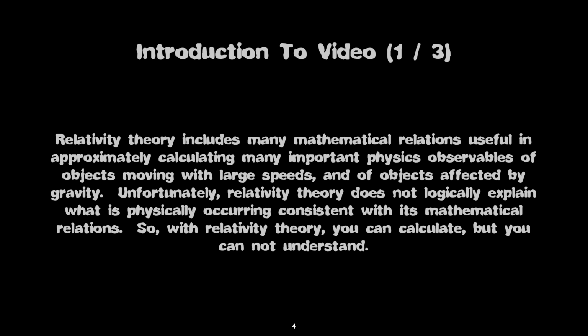Relativity theory includes many mathematical relations useful in approximately calculating many important physics observables of objects moving with large speeds, and of objects affected by gravity. Unfortunately, relativity theory does not logically explain what is physically occurring consistent with its mathematical relations. So, with relativity theory, you can calculate, but you cannot understand.